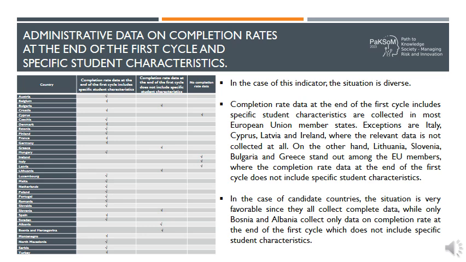In the case of candidate countries, the situation is very good since they all collect complete data, while only Bosnia and Albania collect only data on completion rate at the end of the first cycle, which doesn't include specific student characteristics.